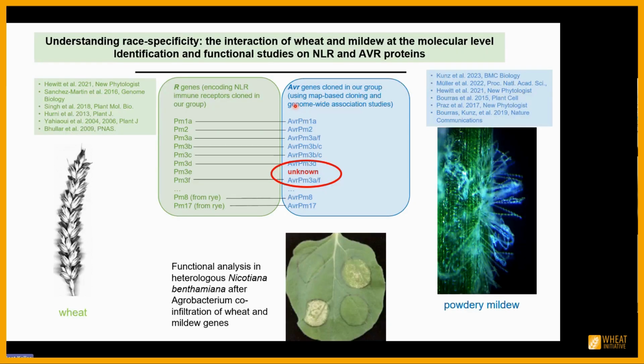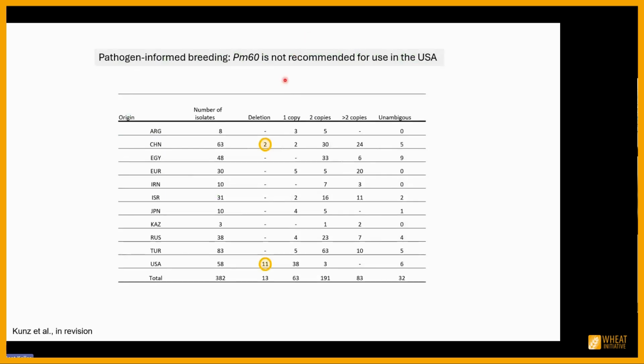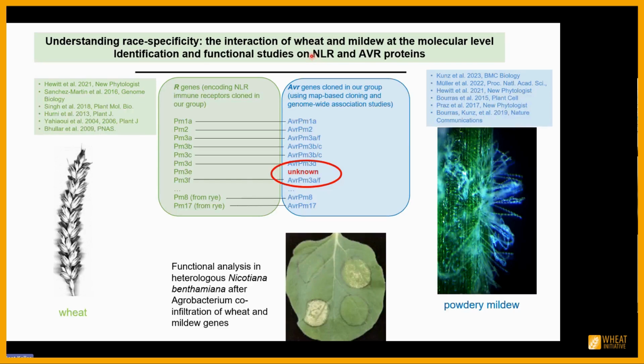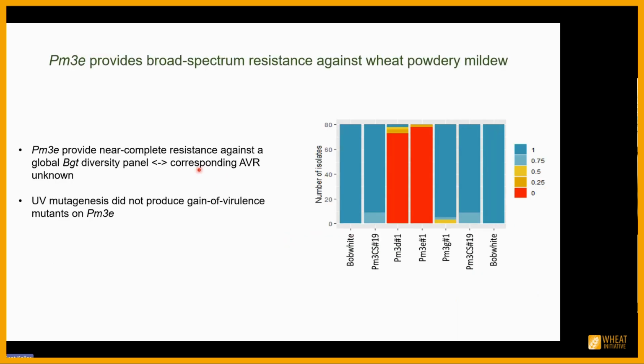So this is the PM60 story. This showed that within 3 months we could get to the avirulence gene for this PM60 immune receptor. And we then wanted to apply this to the last PM3 allele for which we never found the avirulence gene. This is PM3E. And PM3E is a very good gene. It confers near complete resistance in a global diversity panel. We had to look very, very hard to identify a virulent isolate for a very long time. We never managed with UV mutagenesis to produce gain of virulence mutants.